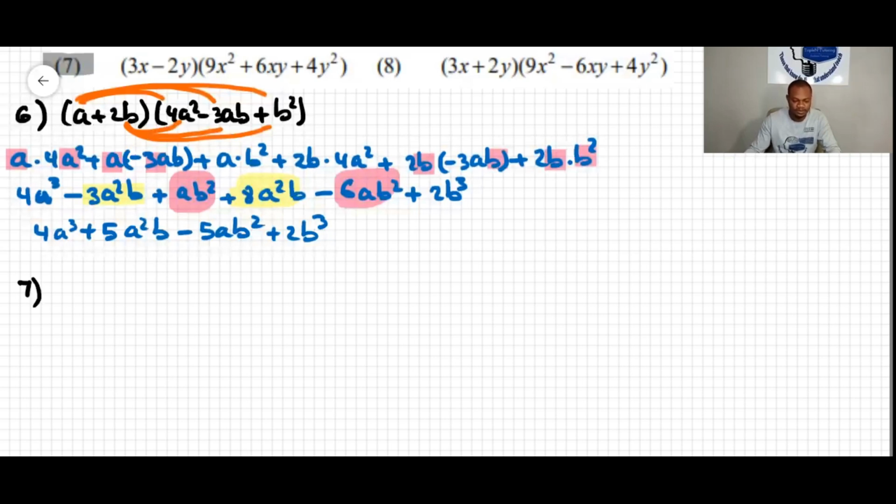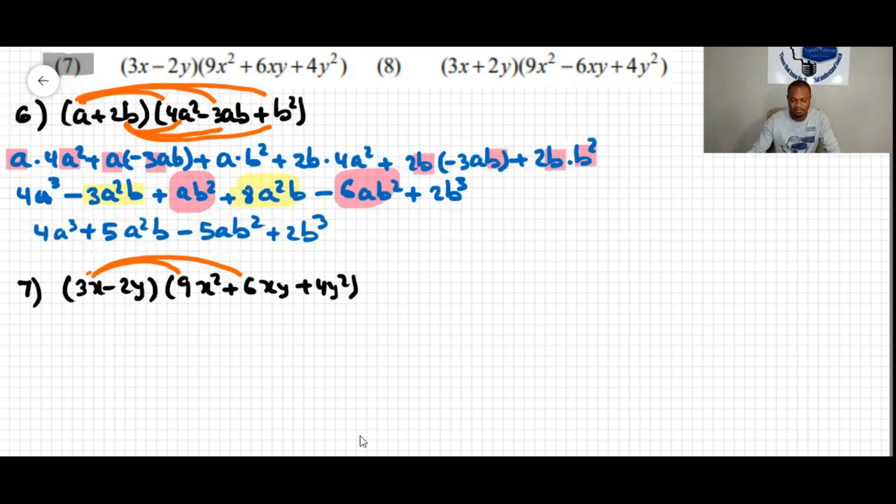Question 7. So we have 3x minus 2y, and then 9x squared plus 6xy plus 4y squared. Now, same thing, we start with the 3x. 3x will times each term in this other bracket, okay? And then negative 2y will times also each term in this bracket.